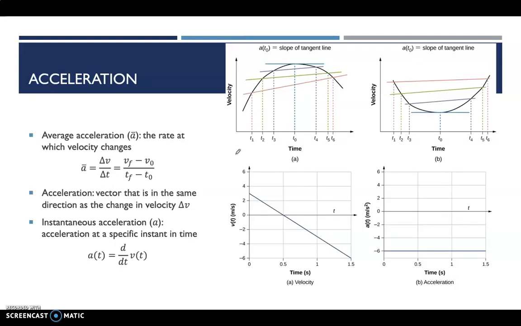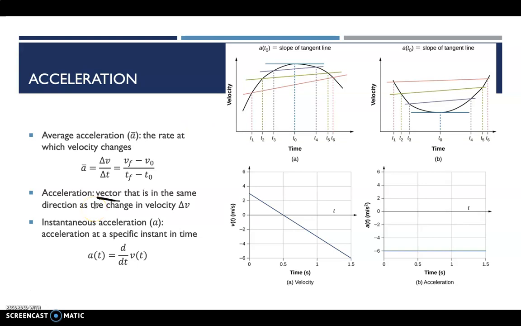All right, so moving on now to acceleration. This is going to be similar to how we found velocity. This is going to be another rate of change. Average acceleration is the rate at which velocity changes, so it's the change in velocity over the change in time. Acceleration in general is a vector, and it is in the same direction as the change in velocity.